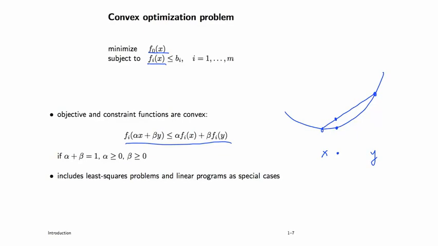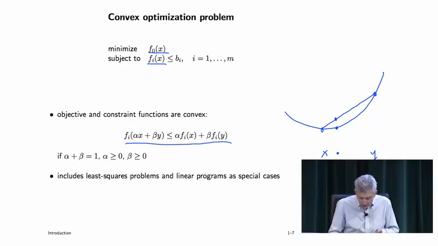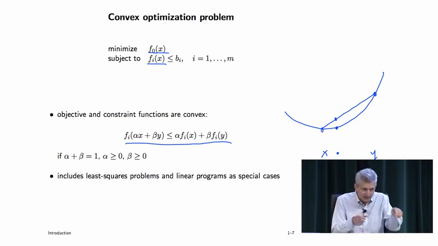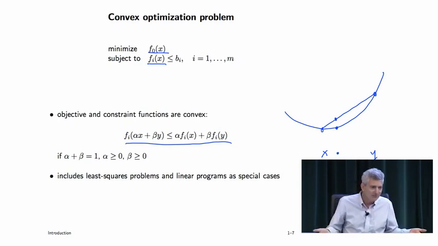Linear programming and least squares problems are special cases, right? Because the graph of the norm of Ax minus b, squared, is like a bowl-shaped thing. I mean, if you slice it, you get ellipsoids, and it kind of goes down like that, right? So, we'll see later. It's going to satisfy this.